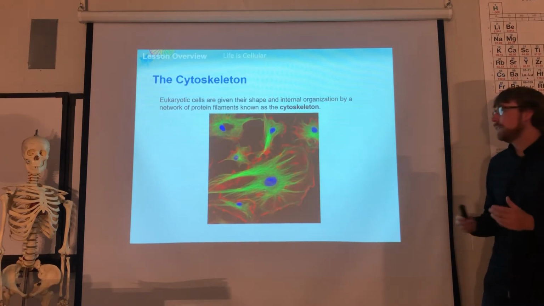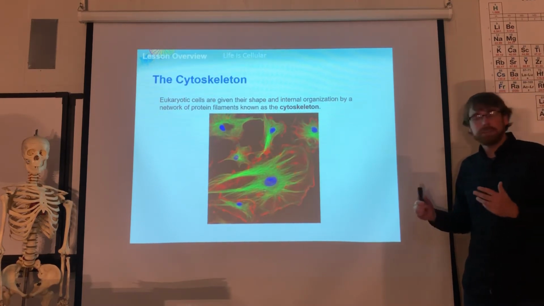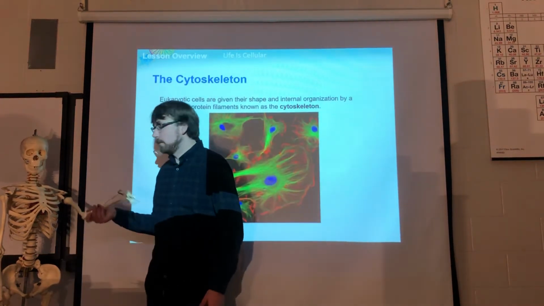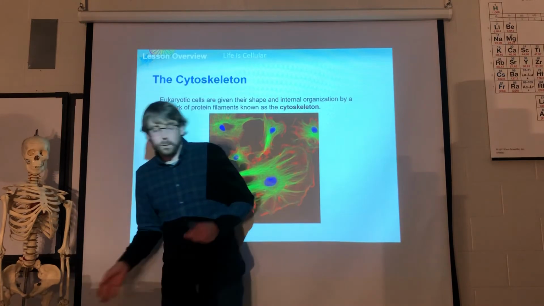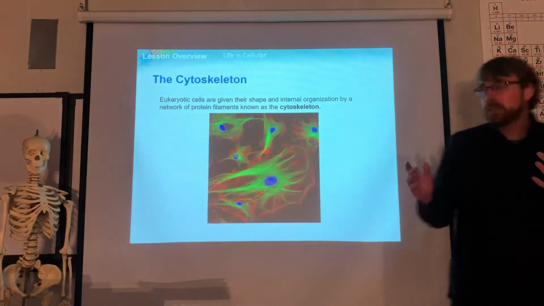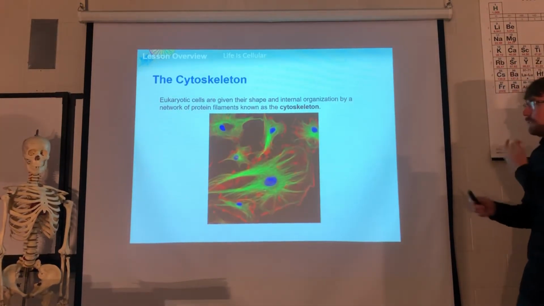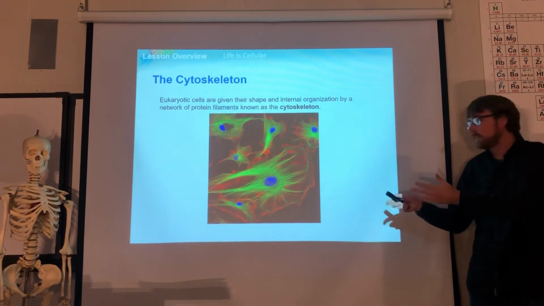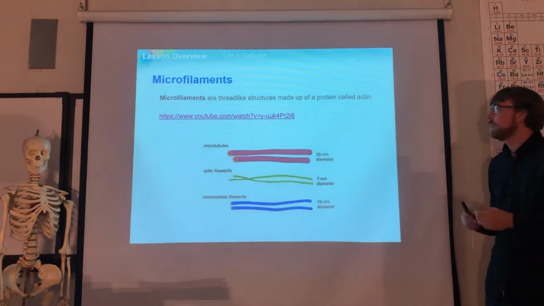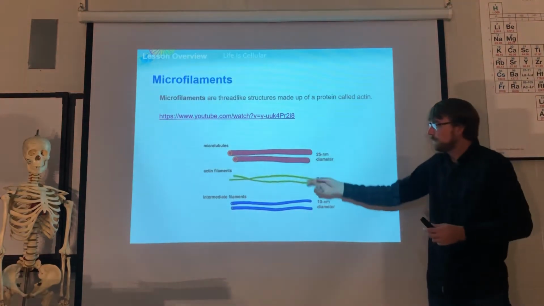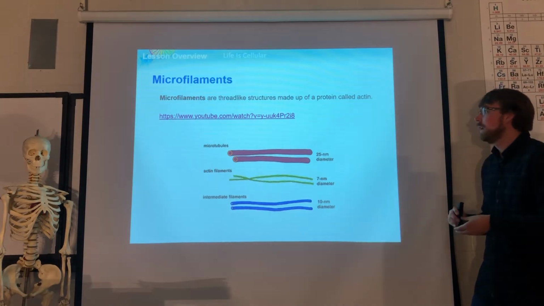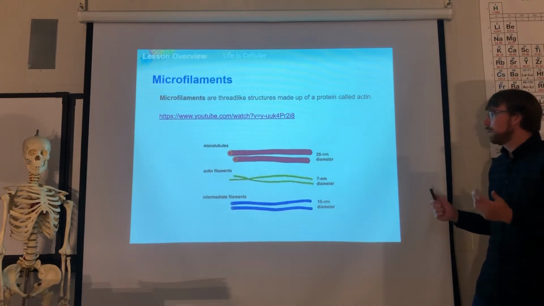Supporting the inside of the cell is a cytoskeleton. Just like we have a skeleton that is supporting us as a framework, your cells have a cytoskeleton. Now, this is made of protein. It's not made of calcified tissue. So there are a few different fibers of the cytoskeleton. So there are microfilaments, which are thread-like structures made of a protein called actin.